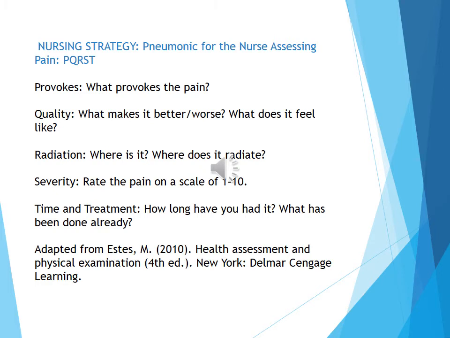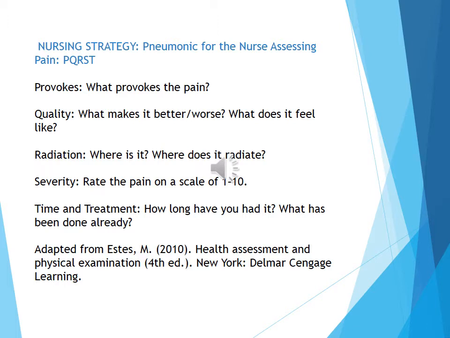These are a good FYI nursing strategy. A mnemonic for nursing assessing pain. You can do it as PQRST. Provoke, what provokes the pain. Quality, what makes it worse, what makes it better, what does it feel like. Radiation, where is it, where does it radiate. Severity, what's the pain on a 1 to 10 scale. Time and treatment, how long have you had it, what has already been done.